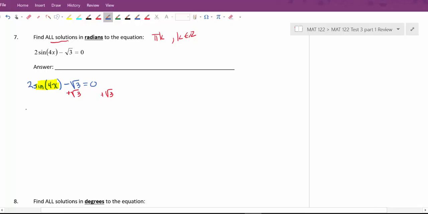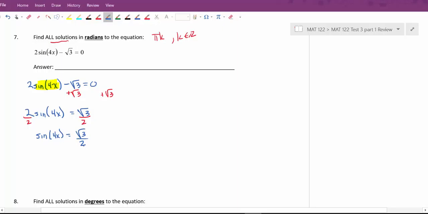Okay, so that's going to give 2 times the sine of 4x is equal to the square root of 3. And then what we're going to do is divide both sides by 2. So we end up with the sine of 4x is equal to the square root of 3 over 2, like that. So that's how you want to start doing that.